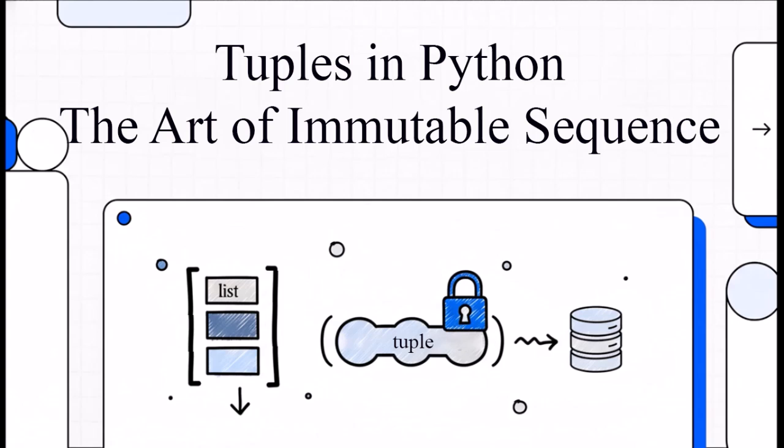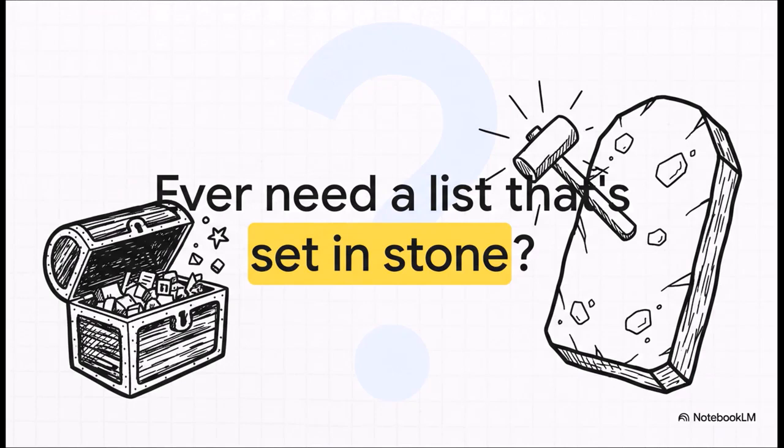Let's jump right in. So let me kick things off with a question for you. Have you ever been writing some code and just thought, man, I need a collection of items, kind of like a list, but I have to be absolutely sure that it never ever changes by accident? Well, that exact situation is why tuples exist.